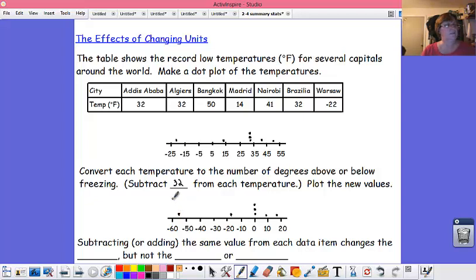Hey, check this out though, folks, and this is why we did this. Do you notice the shape of this distribution is exactly the same? Adding or subtracting the same value from each data item changes the center, okay? It changes the mean, but not the shape or the spread.